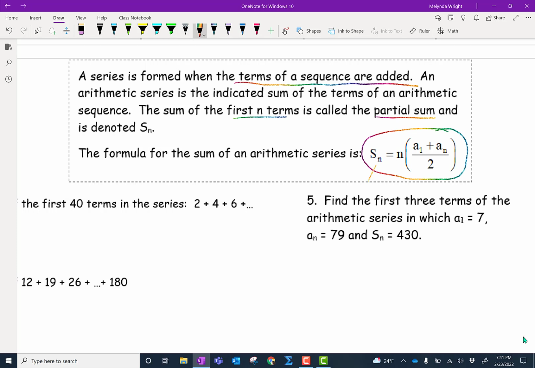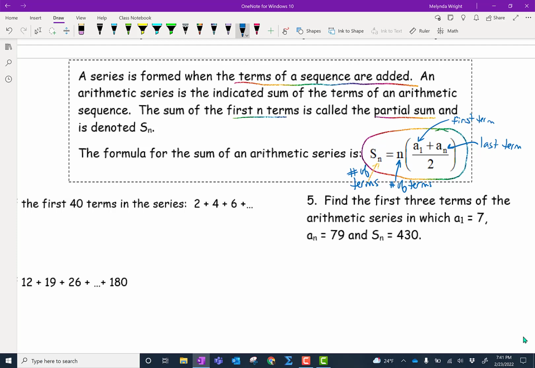This n would tell me which sum I wanted. This is the number of terms. This is also the number of terms. This is the first term. And this is the last term. And using this formula, we would be able to find the sum.